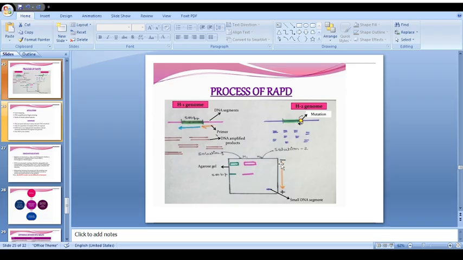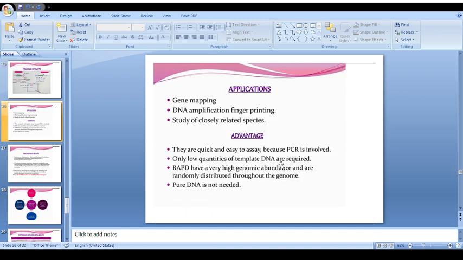Take the genomes, and a primer is added, and the DNA is amplified. Then solutions 1 and 2 are transferred to the agarose gel, where we can get the fragments. It is useful in gene mapping, DNA amplification, fingerprinting, and closely related species can be analyzed with the help of RAPD. They are quick and easy to assay because PCR is involved.